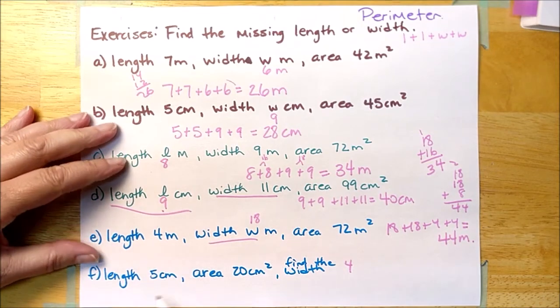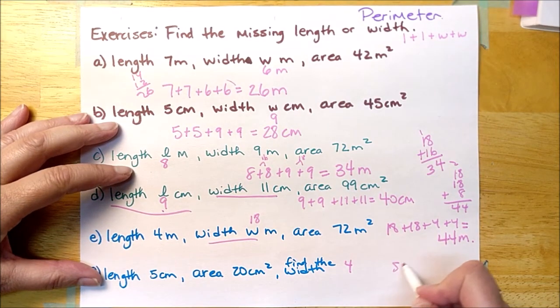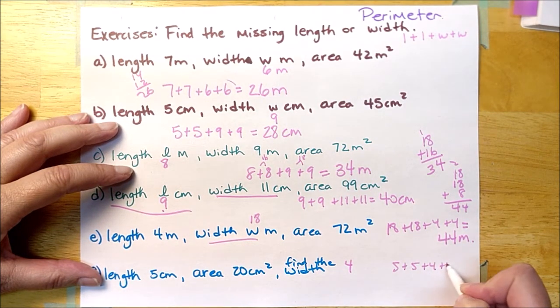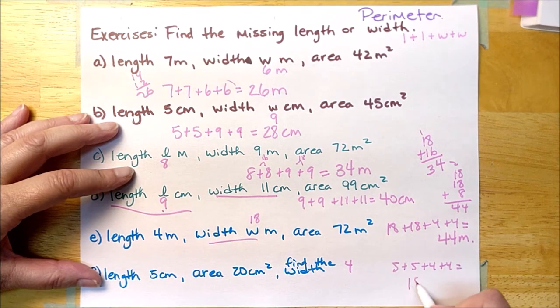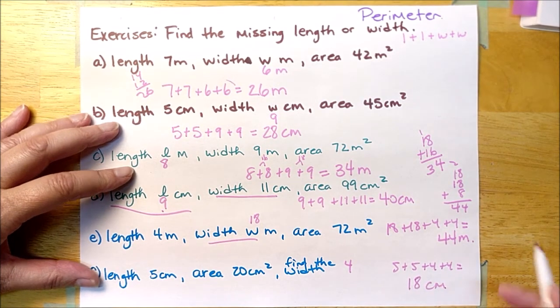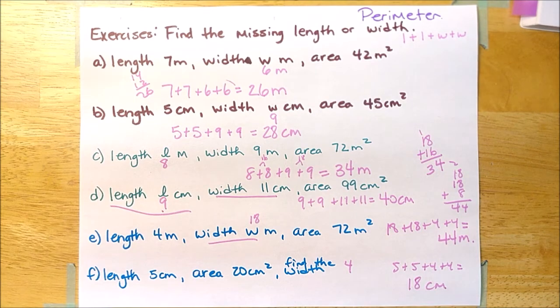And this one was 5 and 4. So I have 5 plus 5 plus 4 plus 4 equals 10. 18 centimeters would be my perimeter around the outside of that.